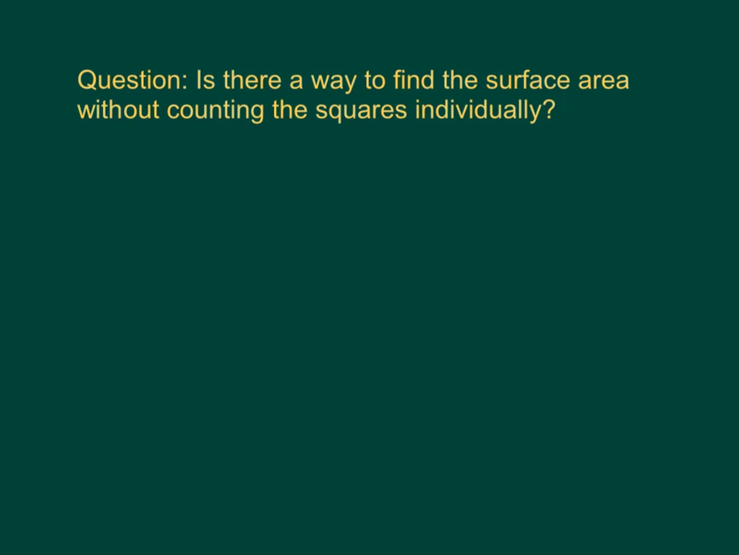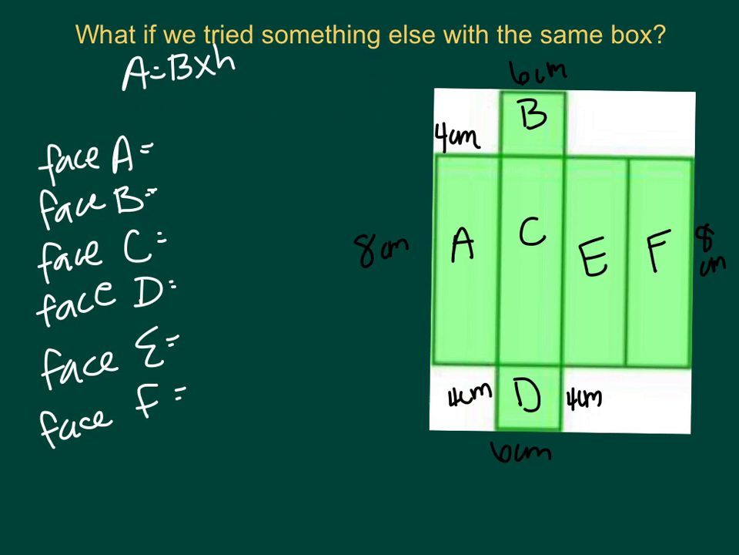Now I'm going to show you a way that we're going to solve this problem on this slide. Here we go. So what if we tried something else with the same box? Now remember back in our objective today is we're using nets to find surface area. So instead of counting all of the squares, I'm going to use the measurements of my box and this net to help me find the surface area of this shape. So, my option is to find the area of each individual face and base. So here I have my 4 faces and my 2 bases.